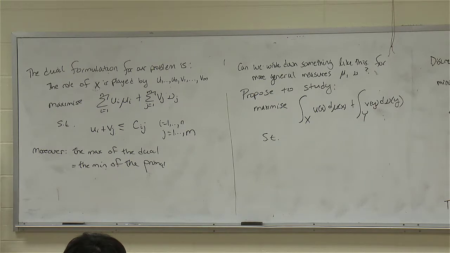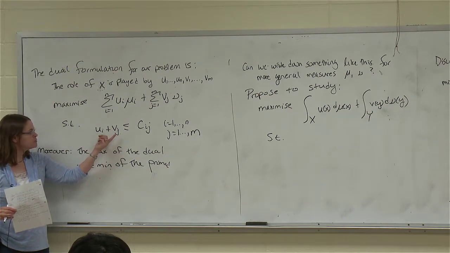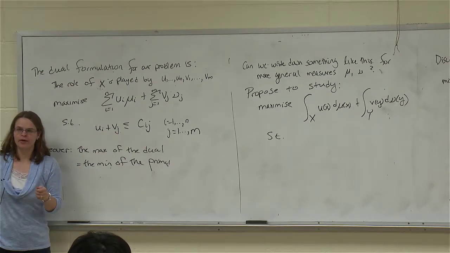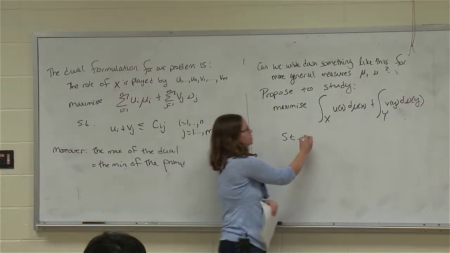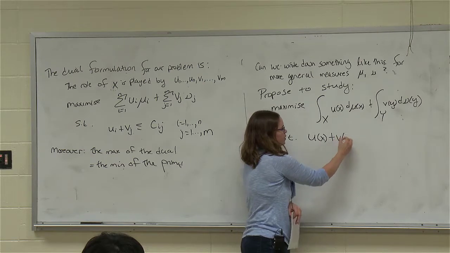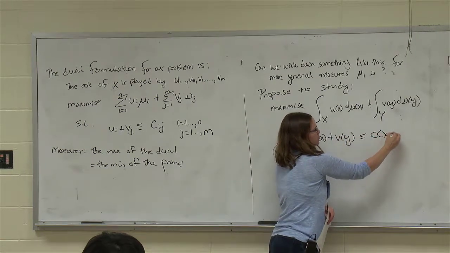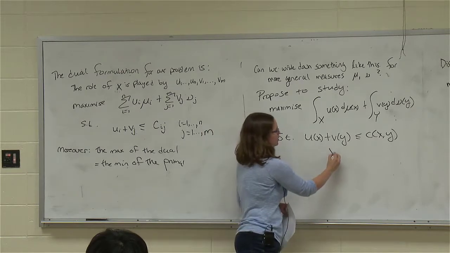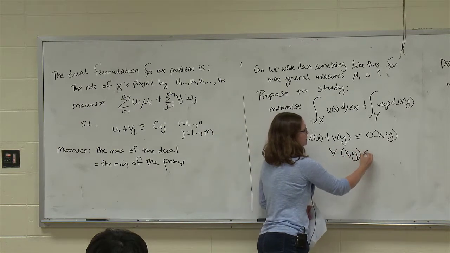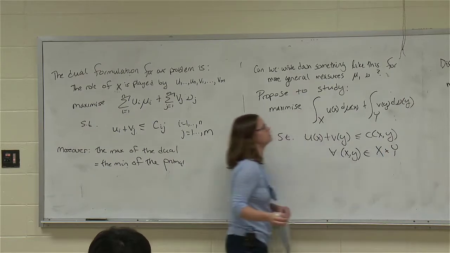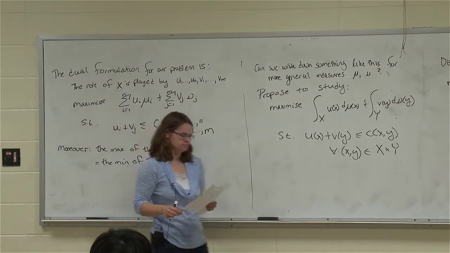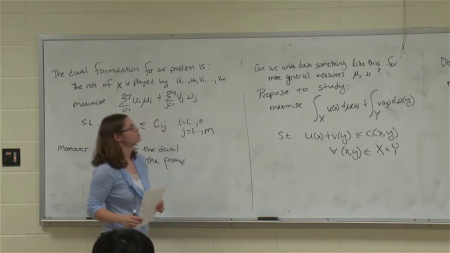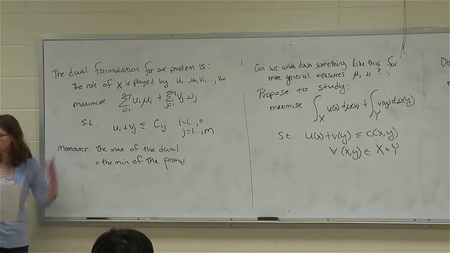Subject to a constraint. Here the constraint was that pick any point x_i, pick any point y_j, the sum of u and v is less than the cost function between them. So the natural way to generalize that is to say u of x plus v of y is less than or equal to the cost of moving from x to y, for all x, y that live in the appropriate sets. This is a reasonable generalization.